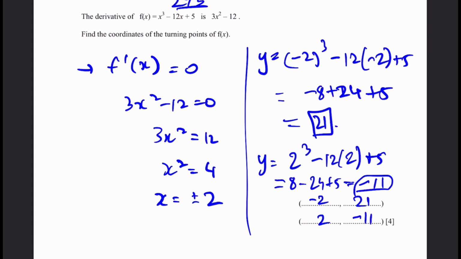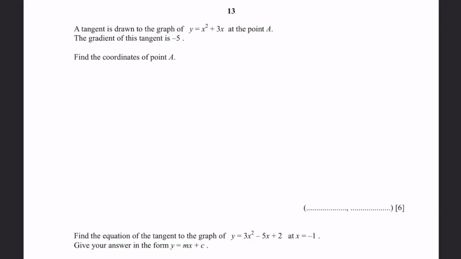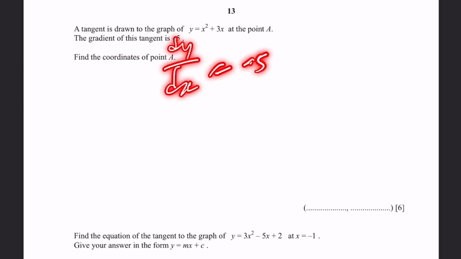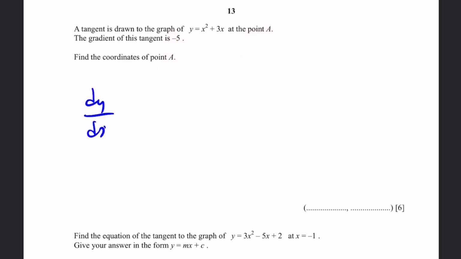Now let's go to the fourth question. A tangent is drawn to the graph of y equals x squared plus 3x at the point A. The gradient of this tangent is minus 5. Find the coordinates of point A. Well, if the gradient of a tangent is minus 5, that means the derivative, or dy by dx, is minus 5 at that point, or point A. So dy by dx is going to be equal to 2x plus 3, using the method to find derivatives, which I have shared previously.